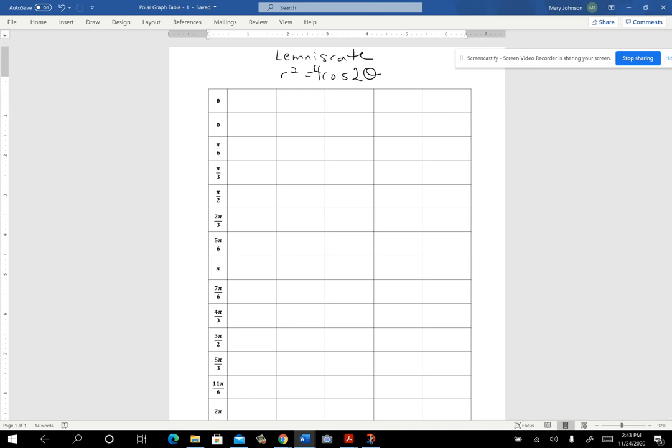Okay, so what I'm going to do for that is I'm going to do the 2 theta. Then I'm going to do the cosine of 2 theta. Then I'm going to do 4 times the cosine of 2 theta. All right, and at that point, I have my r squared. So then I'm going to do plus or minus the square root of that. Okay, and then that's going to give me my ordered pair over here at the end. Okay, so we'll do several of these again, but then really I'll just show you the completed one. So we just go in and double everything.